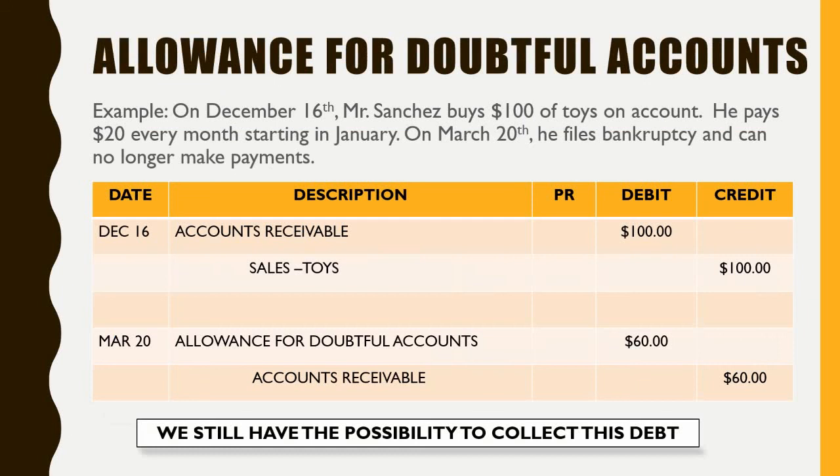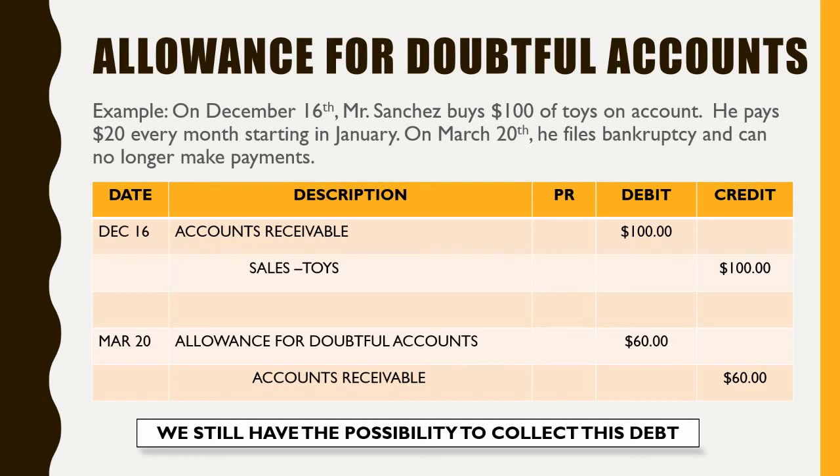Now for this given example here, on December 16, Mr. Sanchez decides that he bought $100 worth of toys on account, and he pays $20 every month. So he signed up for a payment plan. We allow him with no interest or anything like that. We just made a payment plan for him. So we expect him to pay us back $20 every single month until he reaches $100. In January, he paid us $20.